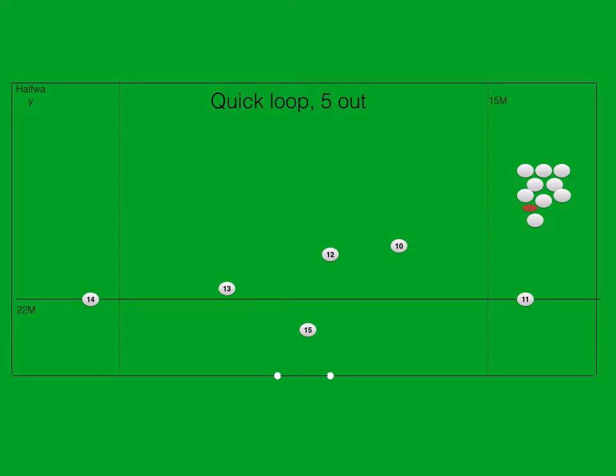Quick loop 5 out. We can run this out of a lineout or of a scrum, and this is when we want to move the ball very, very wide, very quickly. It looks very similar to some of the stuff that we've done in the past. I don't know how you've titled it in the past, but this is how we call this play. Quick loop 5 out.